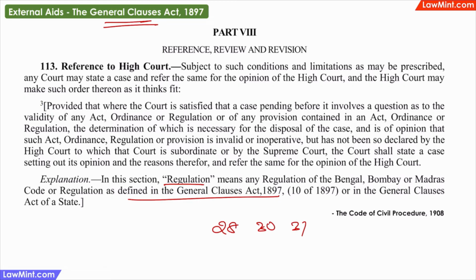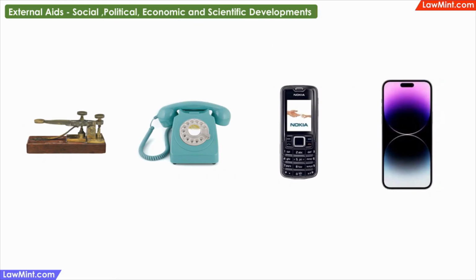So, the General Clauses Act is an important aid in the interpretation of statutes. The courts will have to consider social, political, economic, and scientific developments while interpreting statutes. For example, when the original telecommunication laws were written, telegraphs were being used commonly. So, the laws were mainly written to cover the transmission of the written word through a wire.